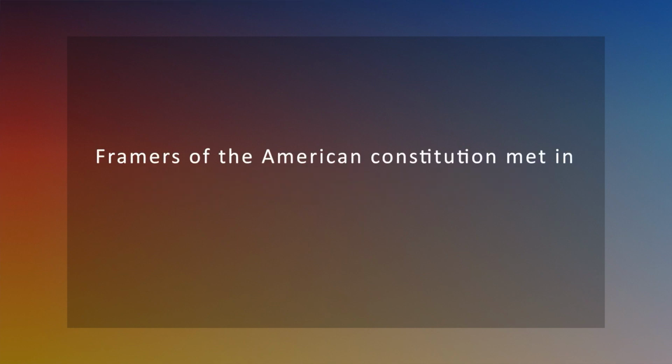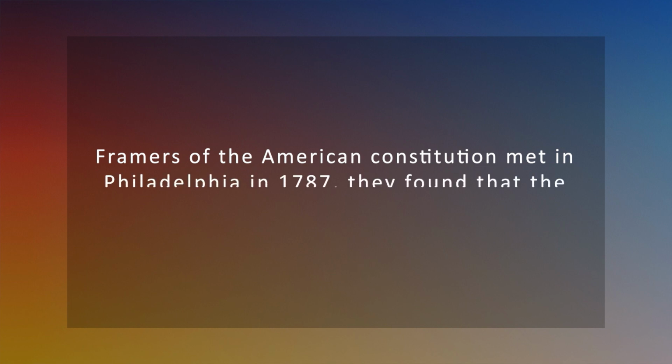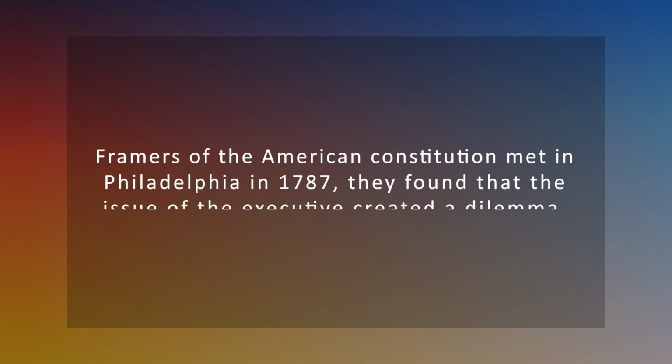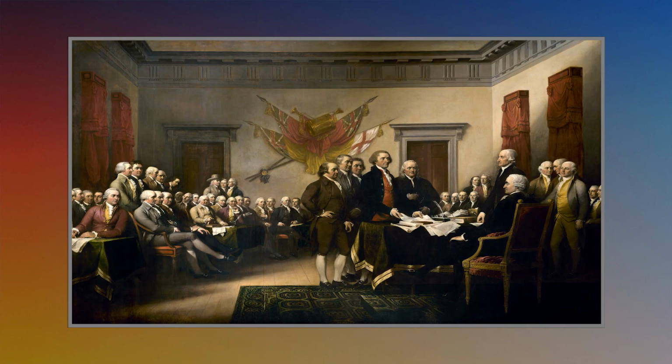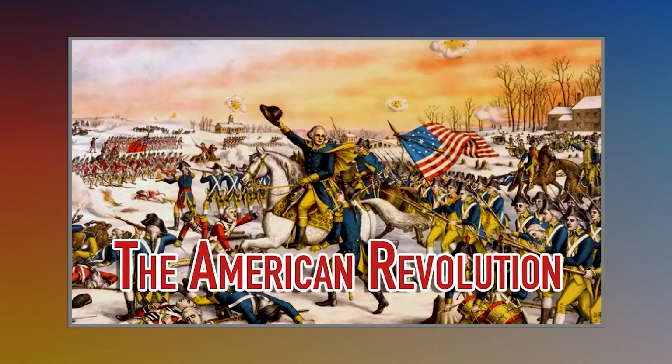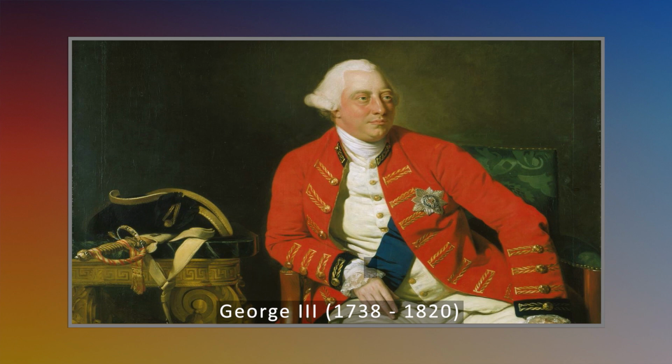Dear students, let us now talk about executive election in America. When the framers of the American Constitution met in Philadelphia in 1787, they found that the issue of the executive created a dilemma. On the one hand, the founding fathers wanted to avoid anything that might prove to be a fetus of monarchy. After all, the American Revolution had just rid the new nation of England's George III.